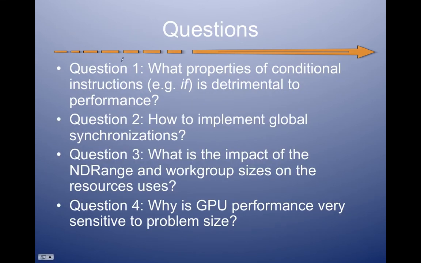So the questions for today: what property of conditional instructions is detrimental to performance? How to implement global synchronizations? What is the impact of the ND range and work group size on the resource use? Why is GPU performance very sensitive to problem size? For this question, wait to see the memory model. You need the information there.